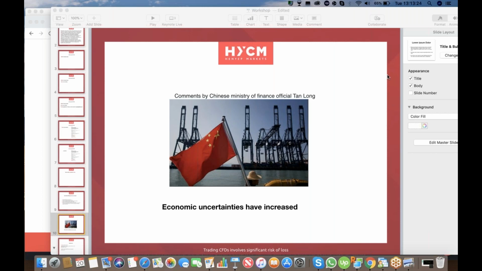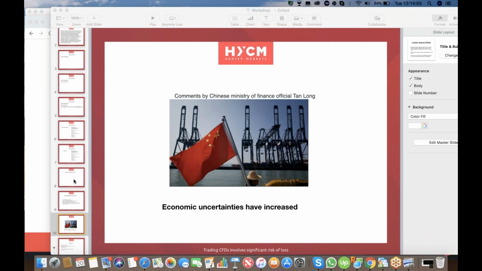Now, for those of you who haven't known this, the Chinese economy is very closely linked to Australia's economy. About 30% of Australia's GDP is linked to their trade with China. So with the Chinese Finance Ministry saying that economic uncertainties have increased, it won't be long with that kind of talk before the Chinese government reduces their projections for GDP and growth for this year and next year. So those kinds of comments are going to weigh on the Australian dollar.